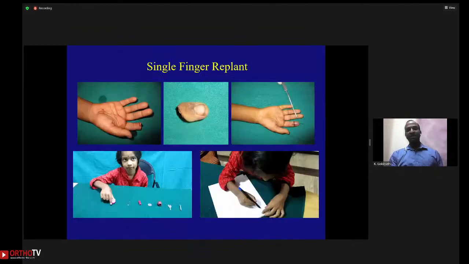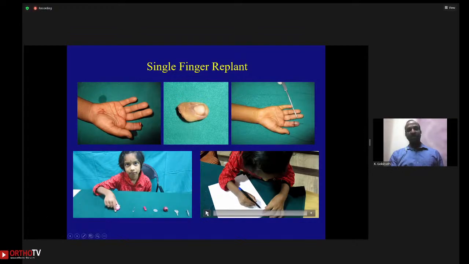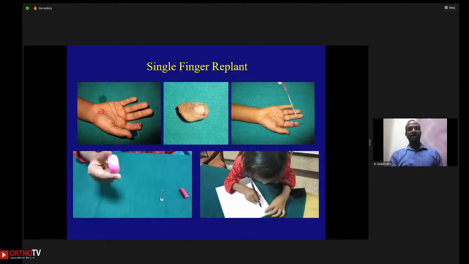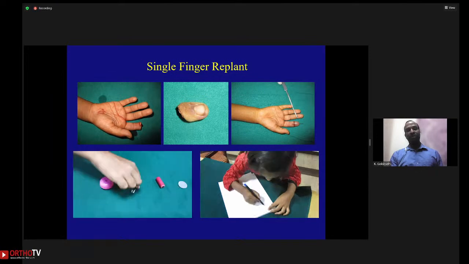This is a single finger replant. The fingertip had been injured. The baby is able to hold a small object, and can even use the replanted finger to write.